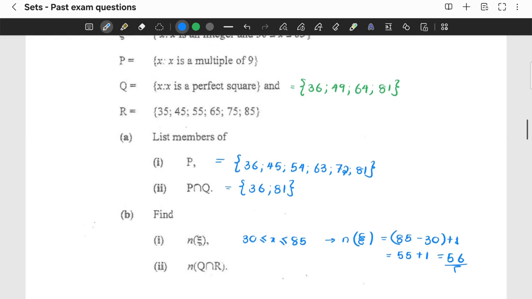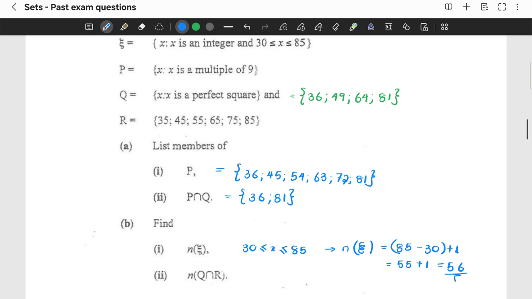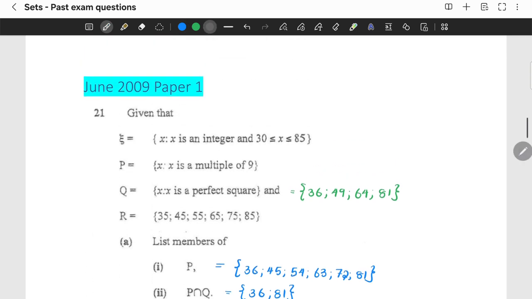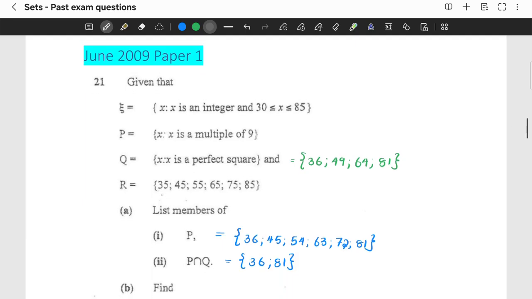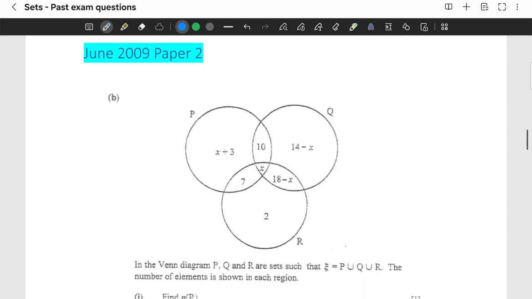Then it says the number of elements in Q intersection R. So we look at Q and R, and let's see what's common. We actually have nothing in common between Q and R. So the number of elements in Q intersection R is 0. Okay, perfect. Then we've got the next question, which is June 2009.